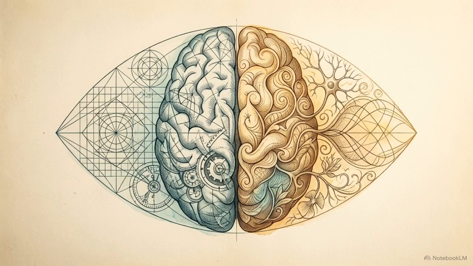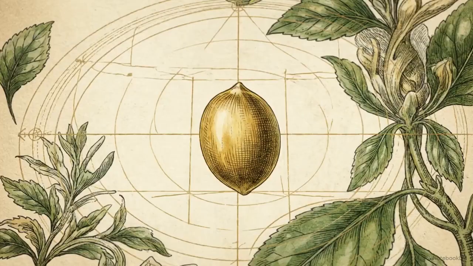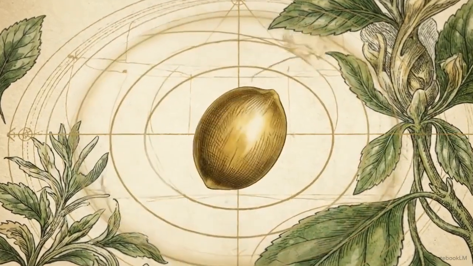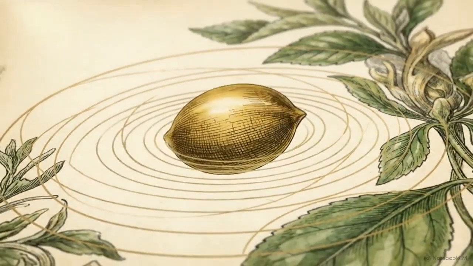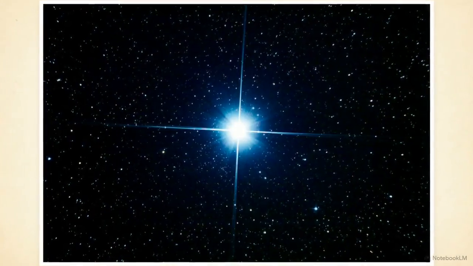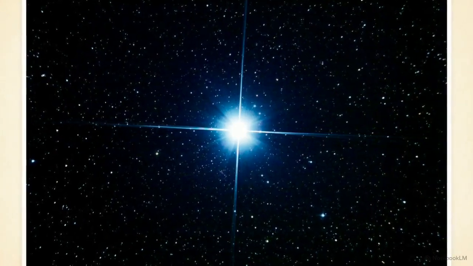That overlapping shape maps the union of dualities we experience daily, the balance between our analytical left brain and our intuitive right brain. This exact structural logic applies to a seed on Earth, and to the gravitational dance of binary systems, like the dual stars of the Sirius system, orbiting one another in deep space.